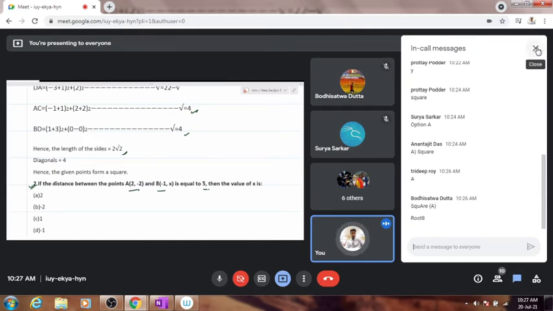Let's see who can answer. Let's see the first 3 students who want to answer. Who can answer this? Distance between 2 points AB is given to us as 5. You have to find the value for x. No answer still. Still have time, fast.